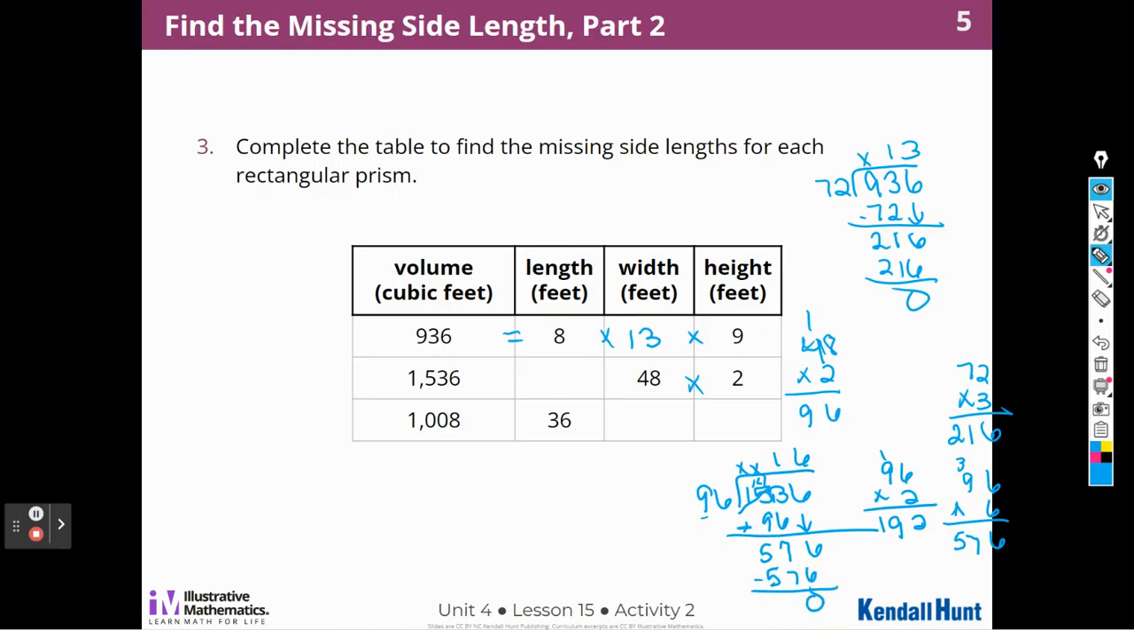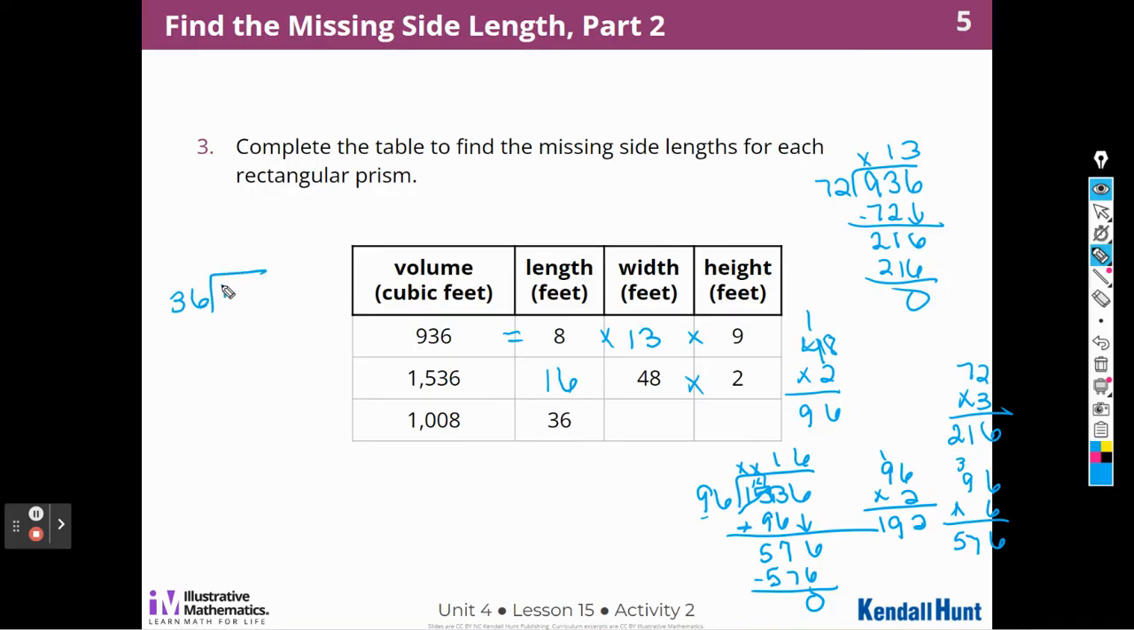576. There we go. So I think that this is going to be 16. Now this last one's pretty hard, right? The last one's pretty hard because they haven't given us 2 of them. So the first thing I'm going to start off by doing is I'm going to divide these two numbers.